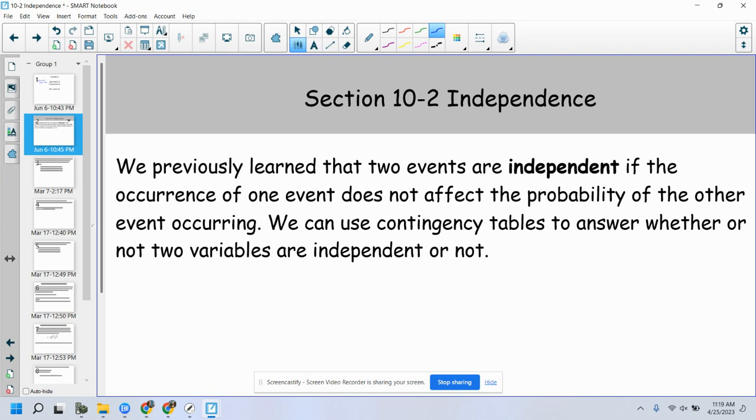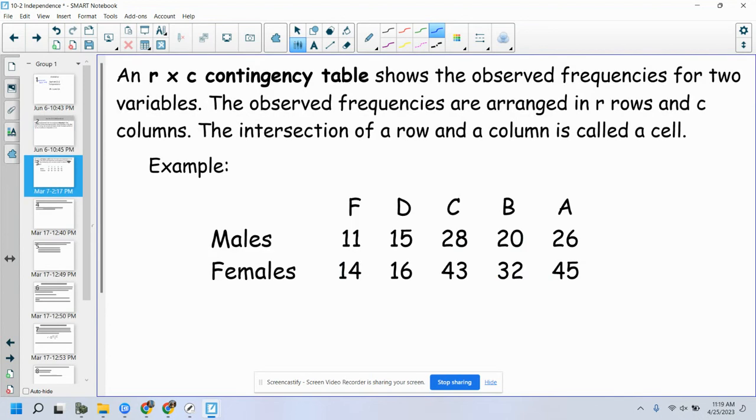You know what we can do, though? We can use contingency tables, which are basically like frequency tables. We can use what are called contingency tables to answer the question whether or not two variables are independent or not. Now, we are going to do this whole lesson based on this contingency table. Okay? Based on this contingency table.